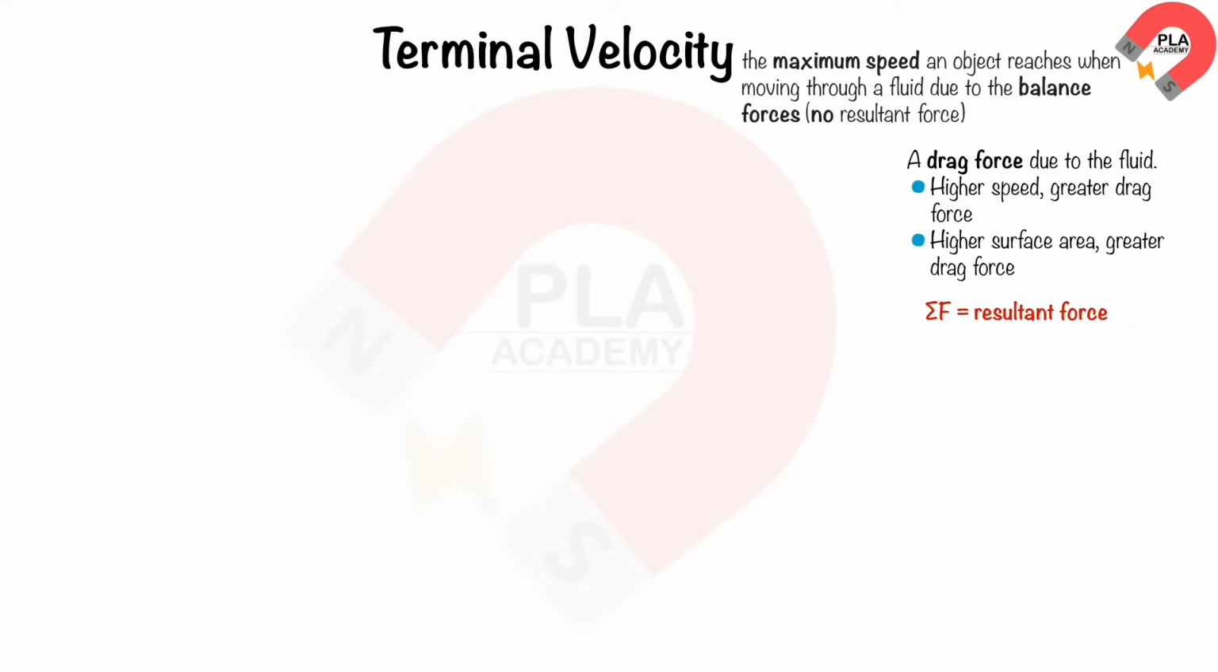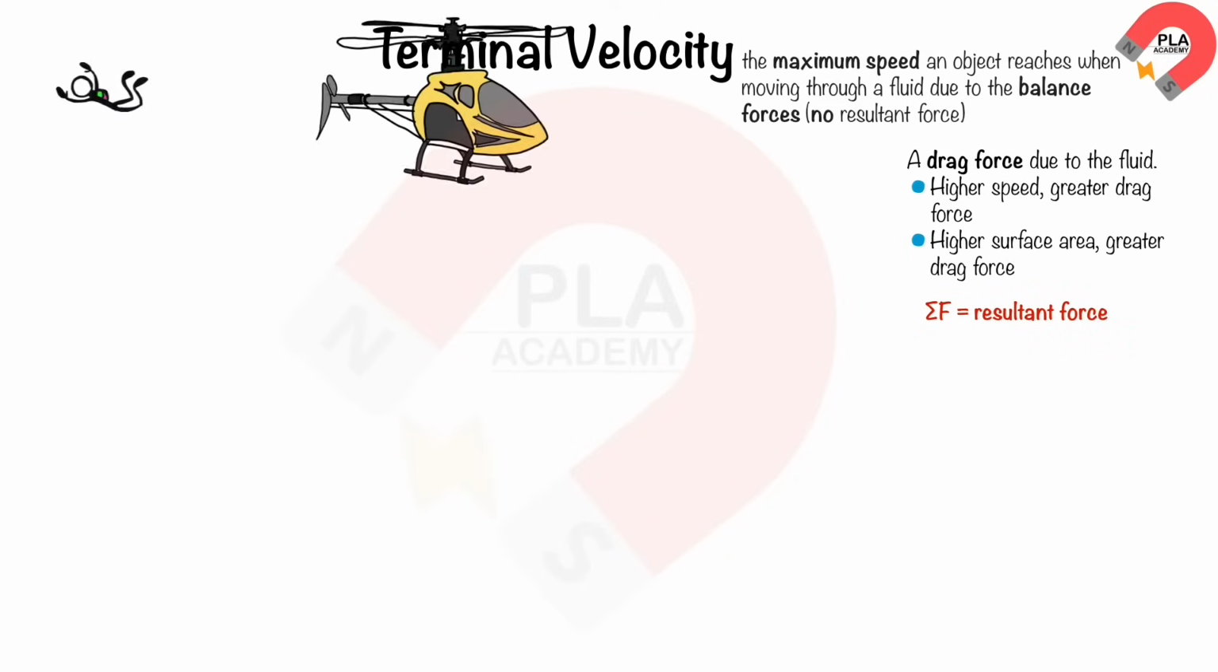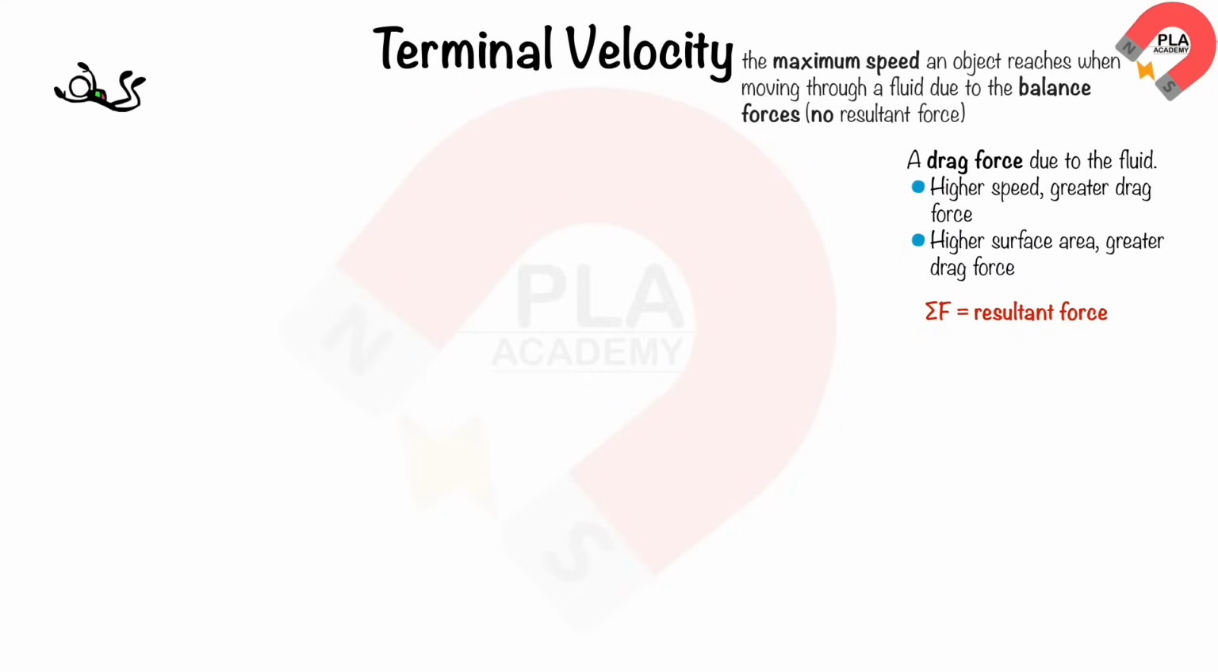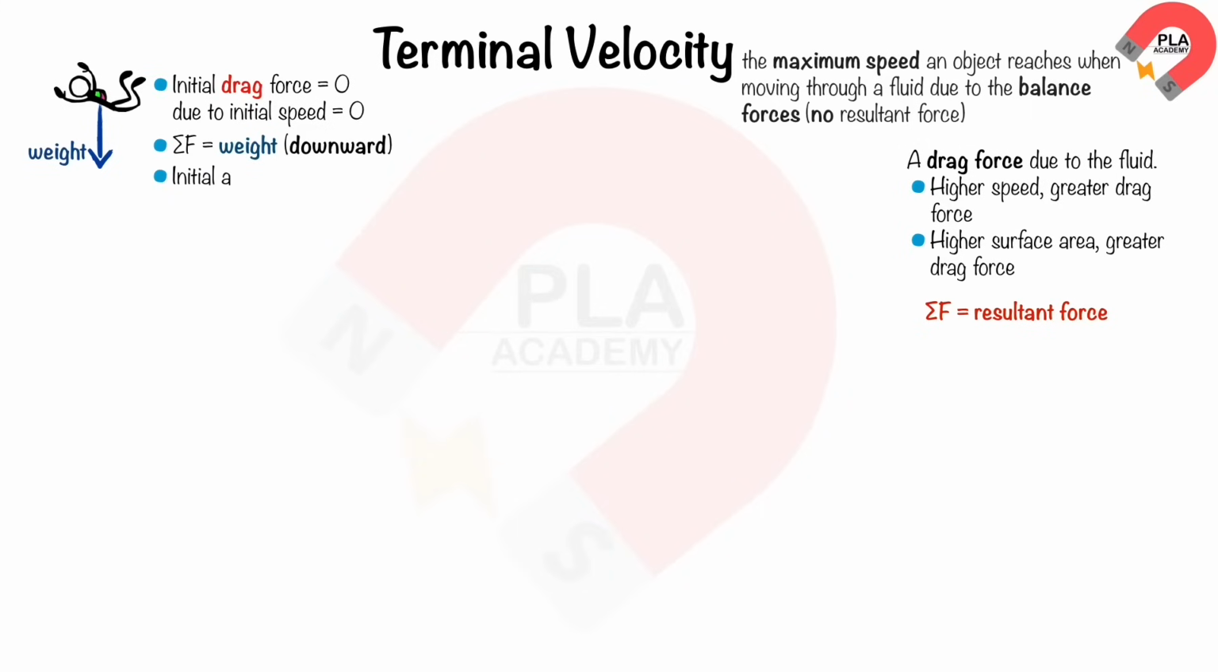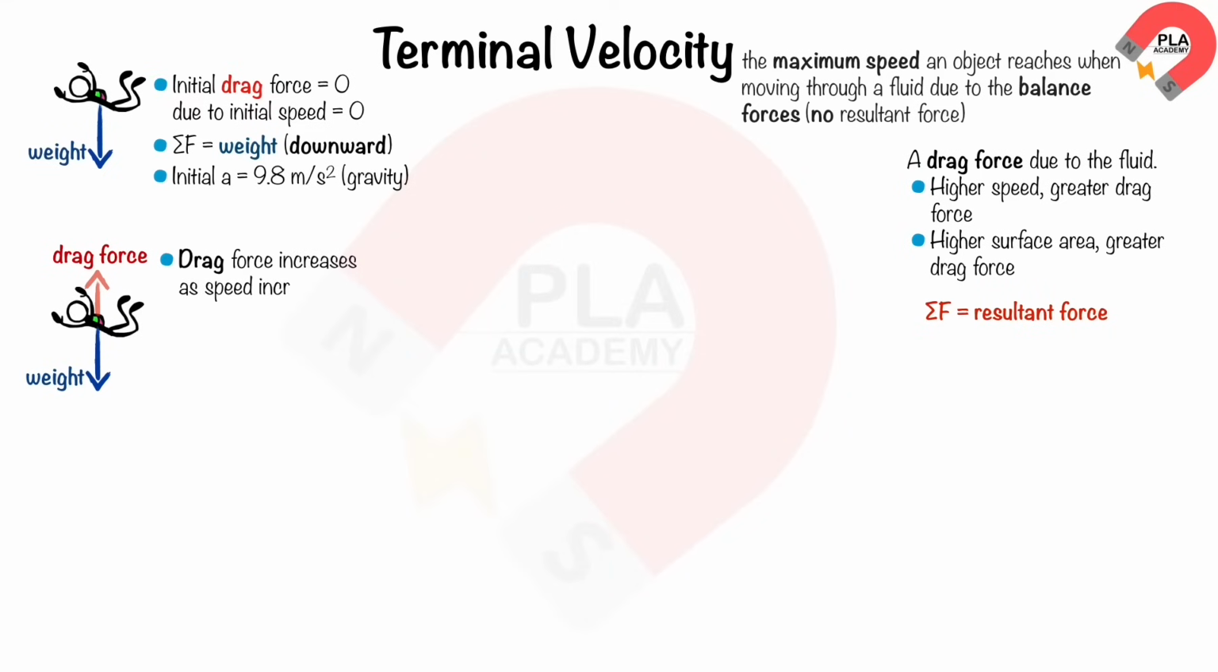Consider the terminal velocity of a skydiver. When a skydiver jumps out of an airplane, they are initially at rest. Drag force is zero because their speed is zero. Only weight acts on them downward, so the resultant force is equal to their weight. Since their initial acceleration is 9.8 meters per second squared, their speed increases from zero, and the drag force also increases. As time passes, the drag force acts upward and increases as speed increases.